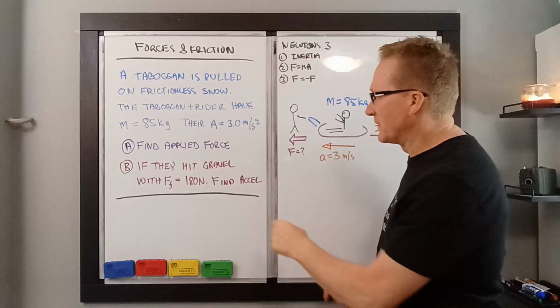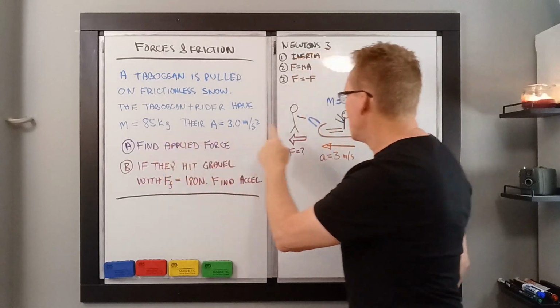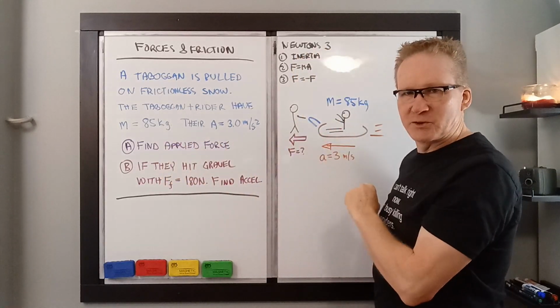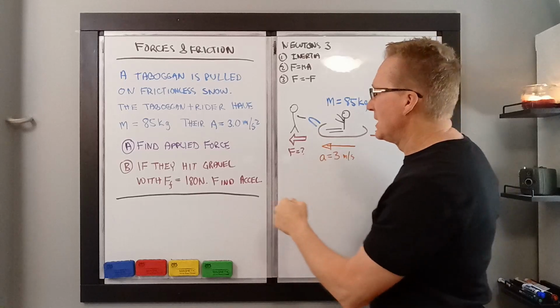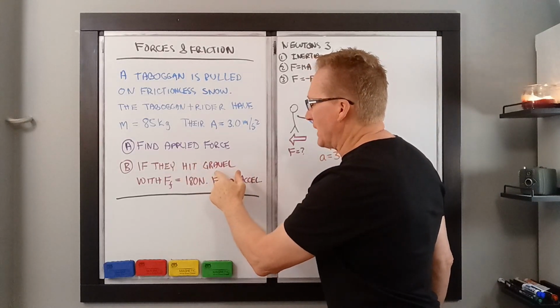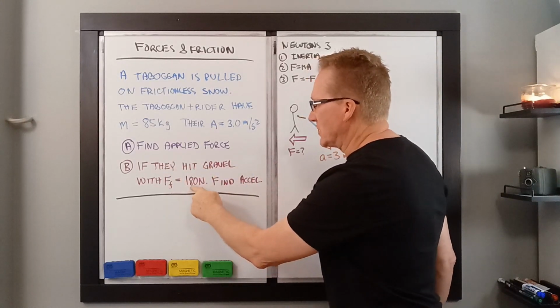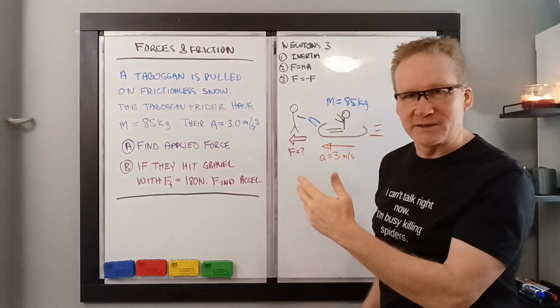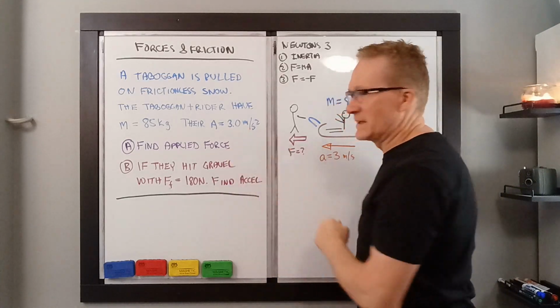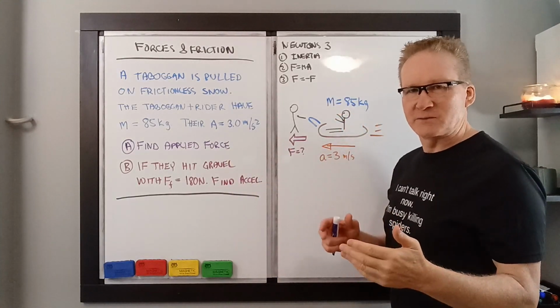We're supposed to solve two different things. Find the applied force. Find the force that is applied by this person who's pulling or pushing the sled. And then secondly, what if they hit a patch of gravel which has a force of friction of 180 newtons? Find the new acceleration, which you would think would be less than this acceleration. So let's just work through this one piece by piece.